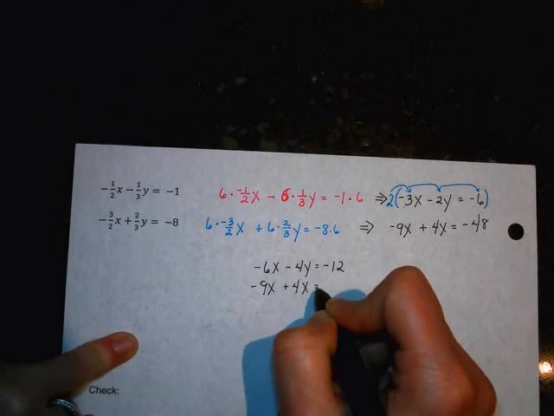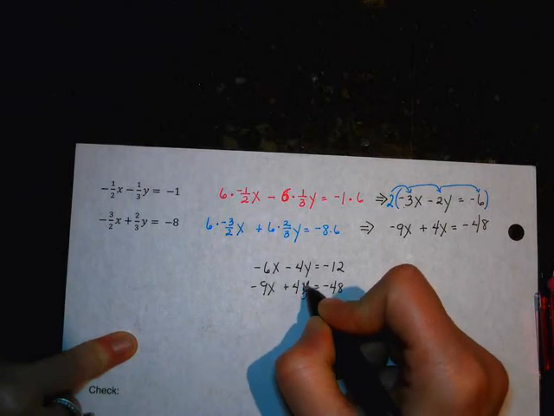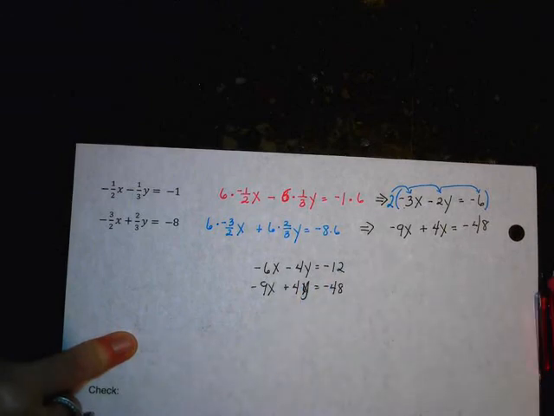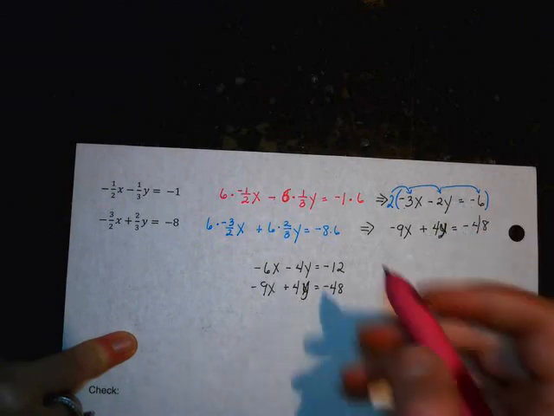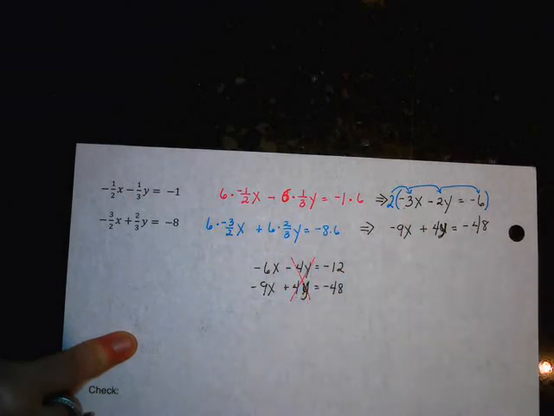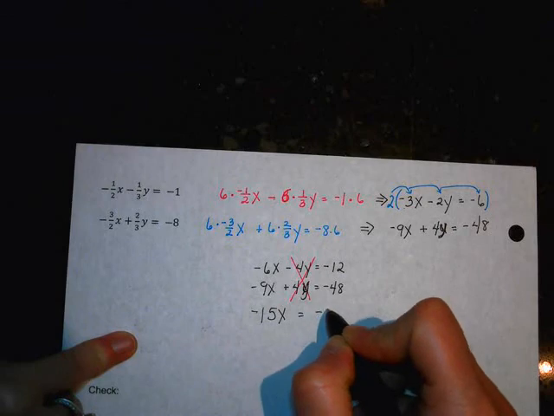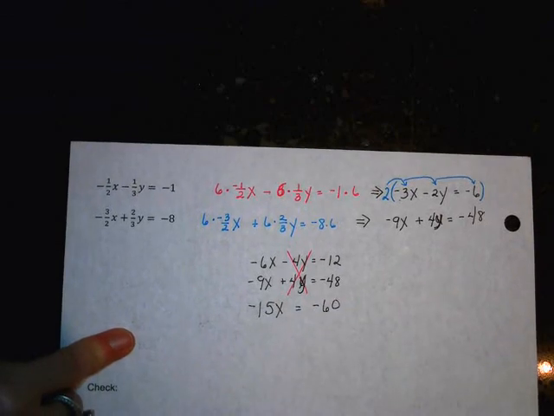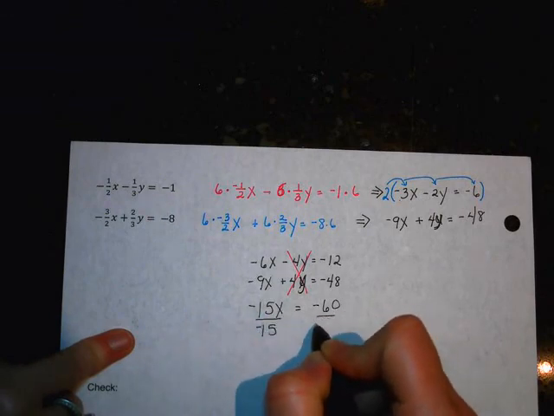So now, when I add these guys, oh, that looks terribly like an x. That should be a y. Now, when I add, oh, well, no wonder it looks like an x. This looks like an x too. My handwriting's terrible. There we go. That should be a y. So these guys cancel. Nice. So now we've got negative 15x equals negative 60. All right, so let's divide to solve for x. It looks like x is going to equal 4.